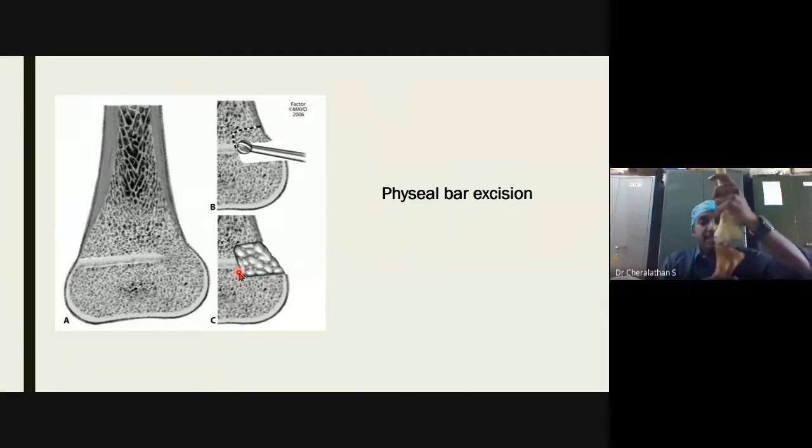right? Now, if it is in the varus position, you remove the bony bar here and you just splint it in a neutral position. The growth slowly happens this way, and this area may get filled with bone after completion. With completion of growth, this physeal bar will also get fused, right? Do you all agree to it?